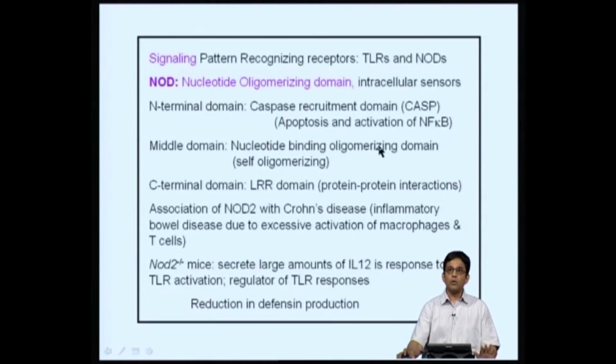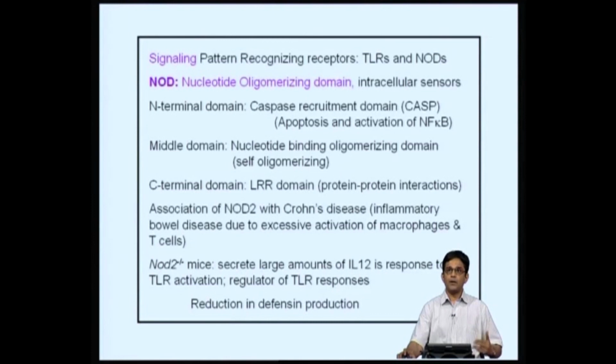The importance of NOD has been shown with its association with Crohn's disease, which is an inflammatory bowel disease. Mutations in NOD2 have been associated with Crohn's disease, which involves an excessive activation of macrophages and T cells in the bowel. One of the possible reasons for this is that it has been shown that NOD regulates TLR2 signaling. So, for example, in mice that lack NOD, they secrete large amounts of IL-12 in response to TLR activation.